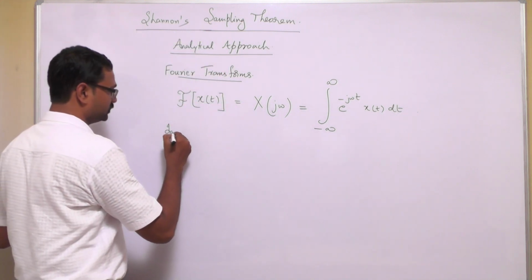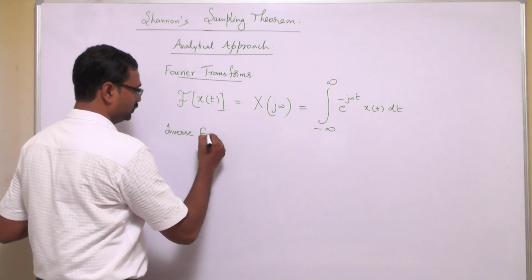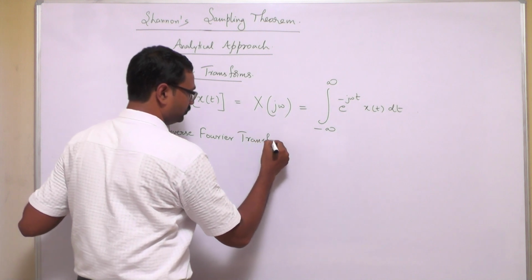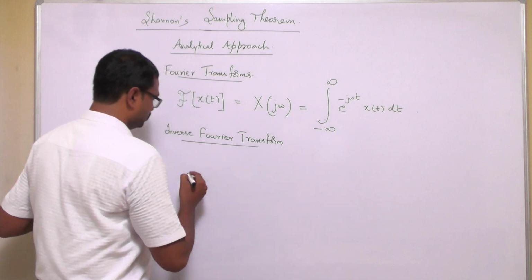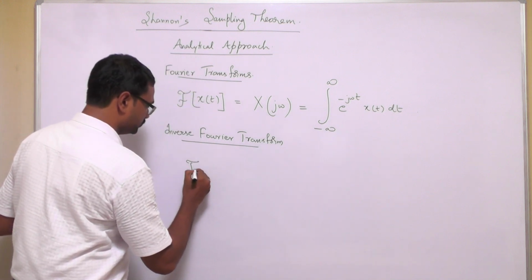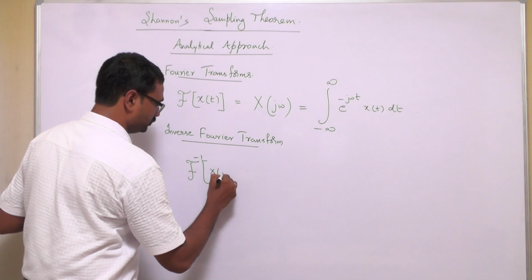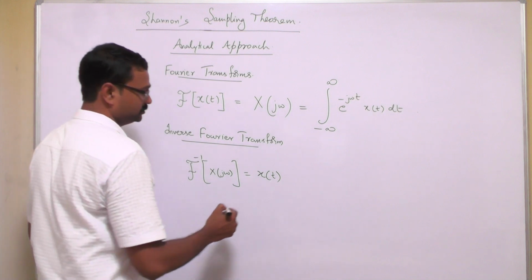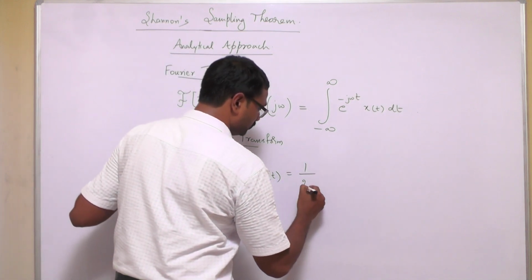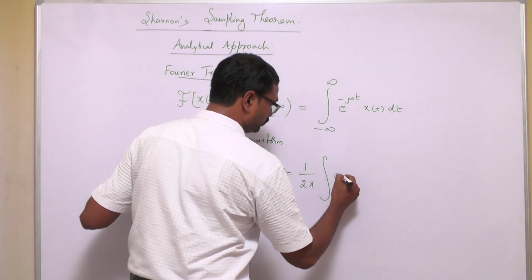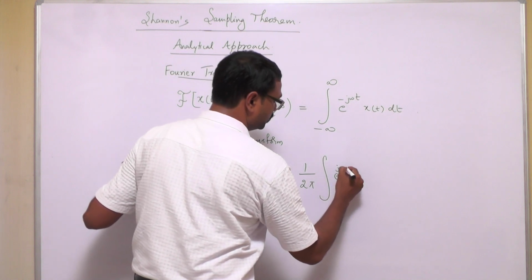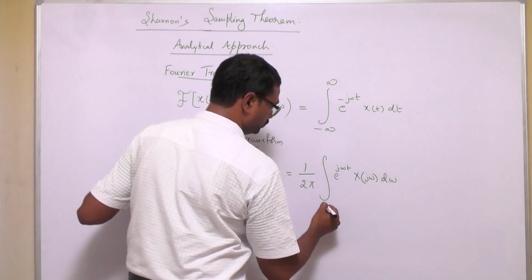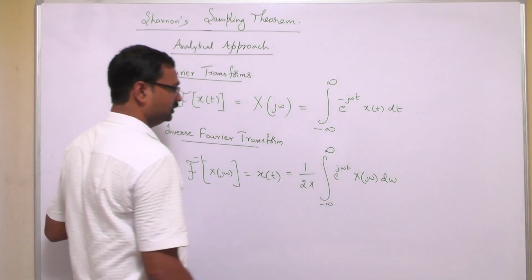And the inverse Fourier transform of X of j omega, the Fourier inverse of X of j omega, gives back the continuous time signal x of t, which by definition is 1 by 2 pi times the integral from minus infinity to infinity of e power j omega t X of j omega d omega.